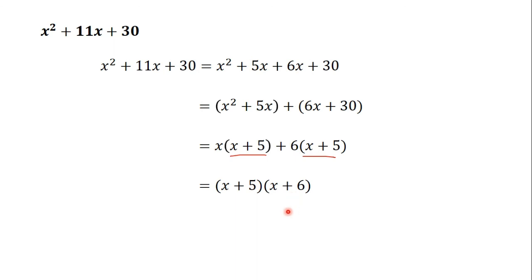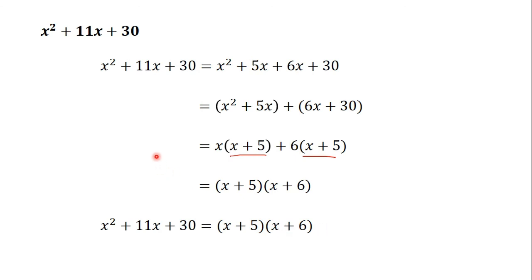We learned how to do all these factorizations in the videos on algebraic expressions. So watch those videos and you're going to have further explanation on how to factorize an expression. So after factorizing this quadratic trinomial, we can see that x squared plus 11x plus 30 is equal to x plus 5 in one bracket, then x plus 6 in another bracket.